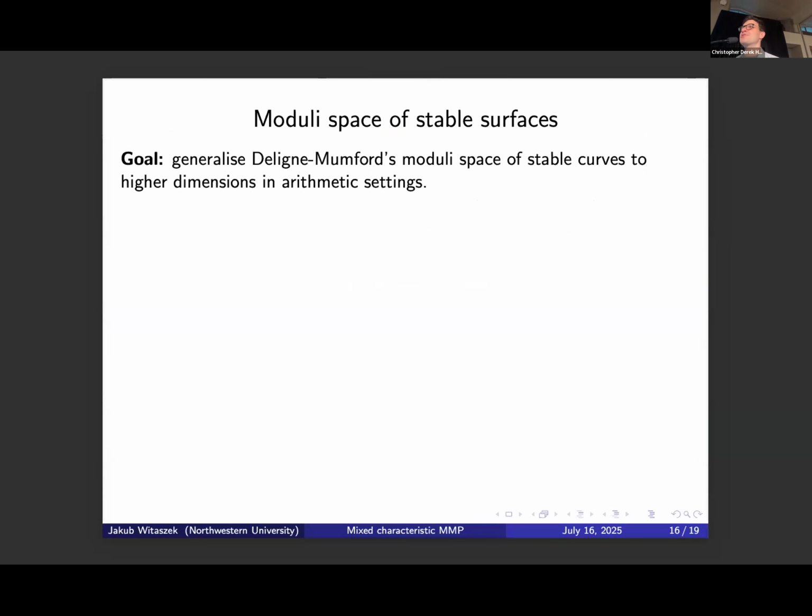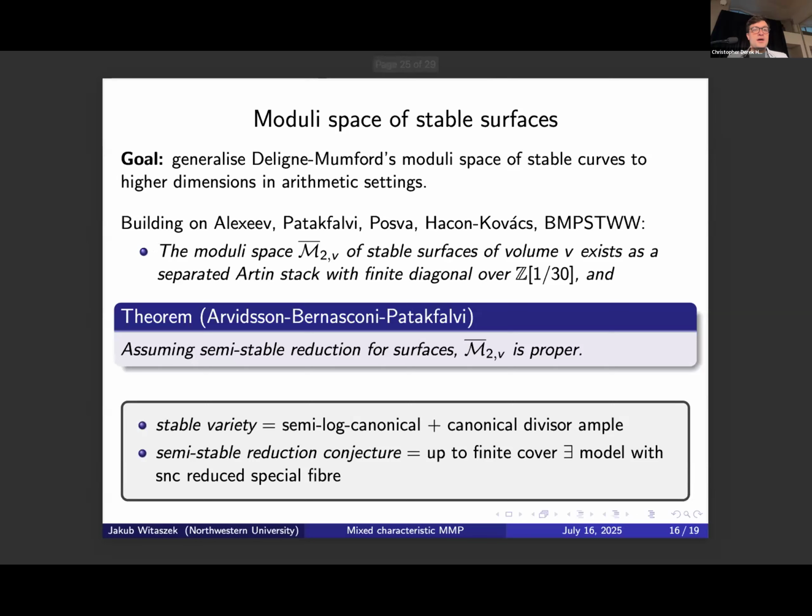So the first one pertains to the study of the moduli spaces of stable surfaces. Now, Zsolt Patakfalvi, I think, is going to say a little bit more about this, so I'm going to be brief. The goal here is to generalize the Deligne-Mumford moduli space of stable curves to higher dimensions in arithmetic settings. Building on the work of Alexeev, Patakfalvi, Posva, Hacon, Kovács, BMP, STWW, one can obtain results in this direction. Let's mention 2 of them.